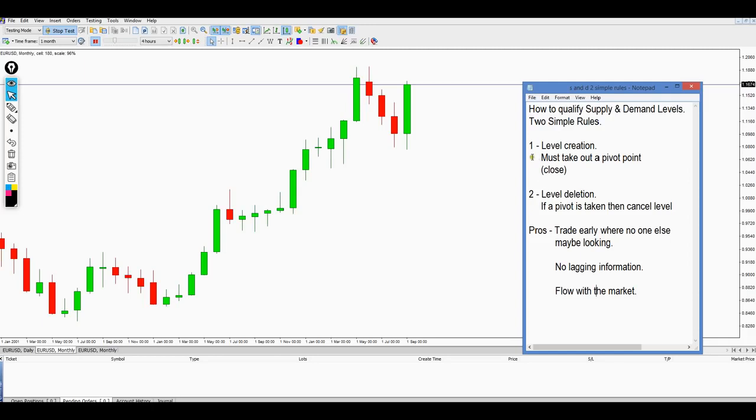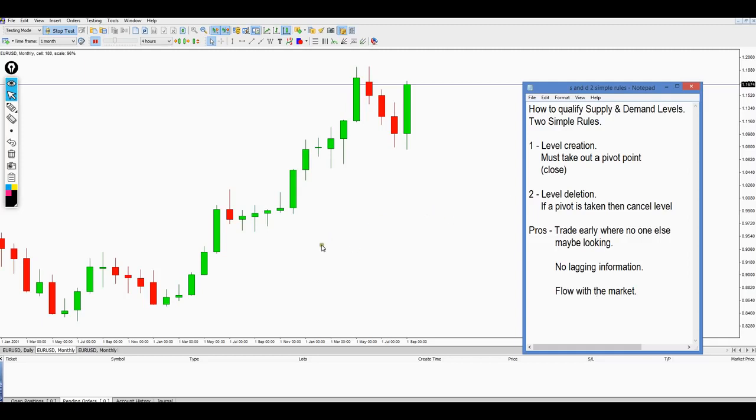First of all, rule number 1, what validates a level? The level creation itself. What am I looking for to then say there's a level created, I'm now looking to go long in that level, or I'm looking to go short in that level. I'm not going to talk about the entries to getting in, we're just going to talk about what validates the level. And then the second rule is what devaluates that level. You know, how do I delete that? What happens for me to say I'm no longer going to buy or look for shorts in that level?